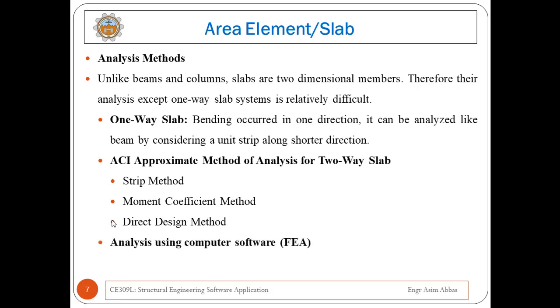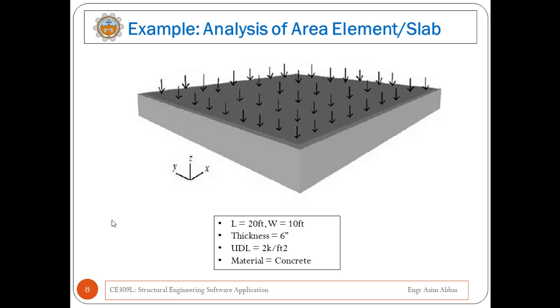But we can analyze slab very easily by using computer software, that is finite element based software, and the available software are SAP2000 and ETABS, and some other software we can use for analysis of slab. Now I will discuss how to model slab or area element in SAP2000 with the help of an example. Let's suppose the length of slab is 20 feet and the width is 10 feet, and the thickness of the slab is 6 inches, and 2 kip per square foot area load is applied, and the material type is concrete.